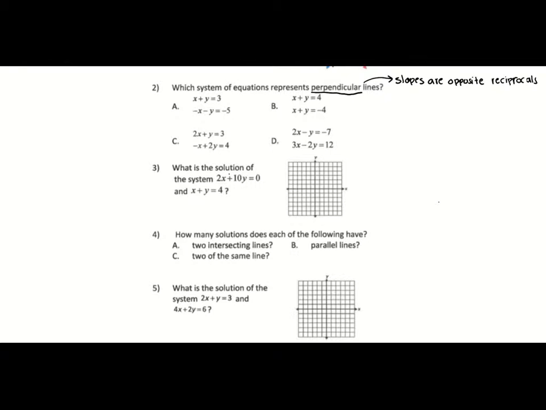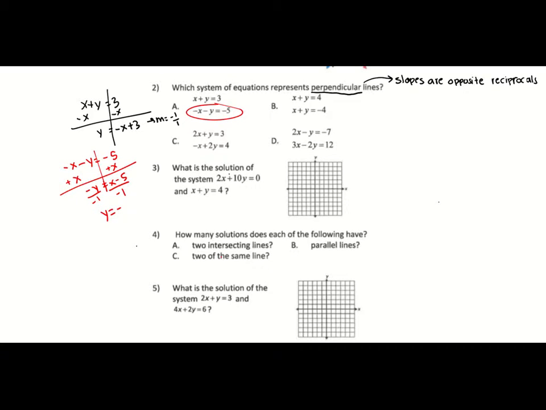So when I do that for A, if I start with x plus y equals 3, in order to get y by itself, I'm going to subtract x from both sides. That leaves me with y equals negative x plus 3. So in this case, my slope is a negative 1 over 1. In my second equation here, in order to get y by itself, when I add x to both sides, I get negative y equals x minus 5, but I still need to divide by a negative 1, so I get y equals negative x plus 5, which here my slope is a negative 1 over 1. So these are the same, so we know it is not this one because we are looking for opposite reciprocals.